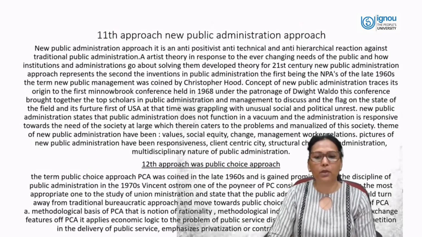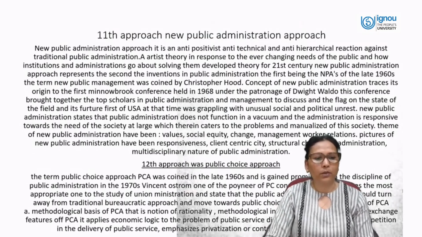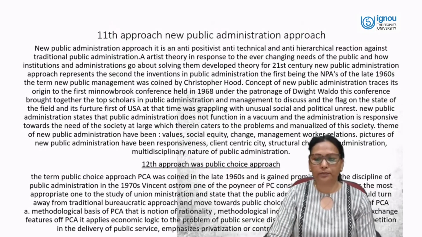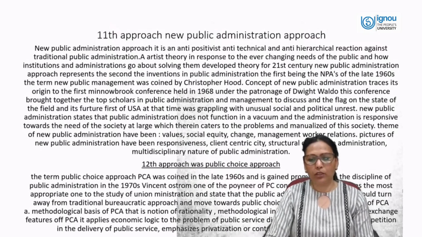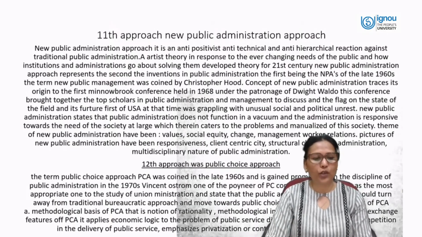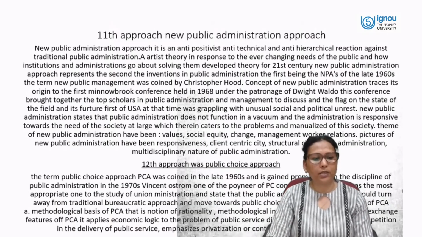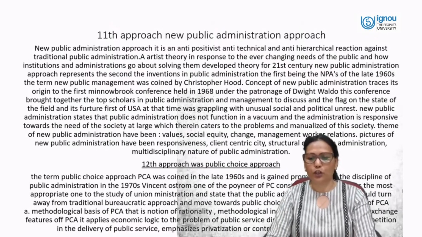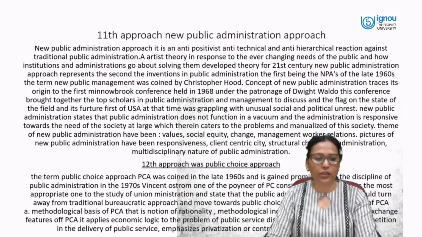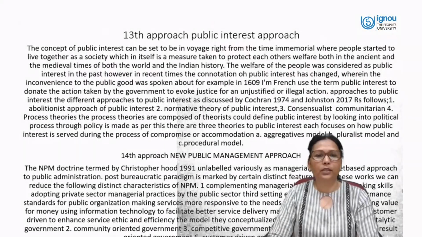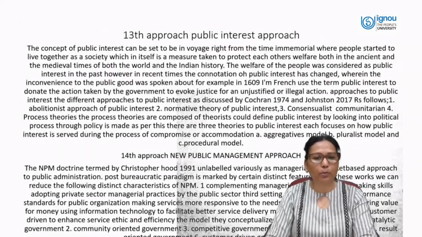The 12th approach was the public choice approach. The public choice approach, PCA, was coined in the late 1960s. Methodological individualism and political exchange feature the PCA. It applies economic logic to the problem of public service distribution, removes more complexes in the diversity of public service, and emphasizes privatization or contracting out of reduced wage. That was the public choice approach.